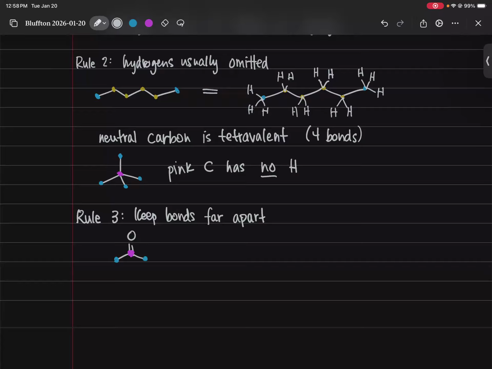The pink carbon has 4 bonds, 3 bonding domains, because there's only 3 things attached to it, but it's got 4 bonds because of that double bond. And so how many hydrogens does that pink carbon have? 0. Not 1, 0. Okay, anyway, what I was saying with this rule, keep bonds far apart. In this case, it's easy.